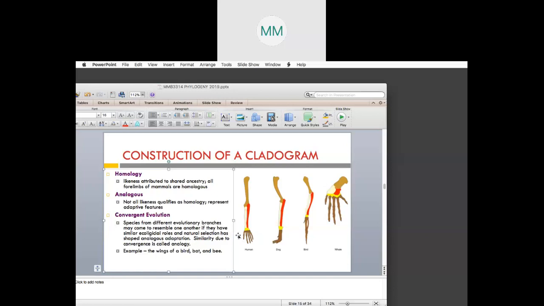So again, if you look at this, imagine now this is the limb of a bird, and this is what forms their wings. You might find something which is also similar for bat. But if you look at the structure of a wing of a bee, you won't find a skeletal structure like this. So that is why it is an analogous feature.